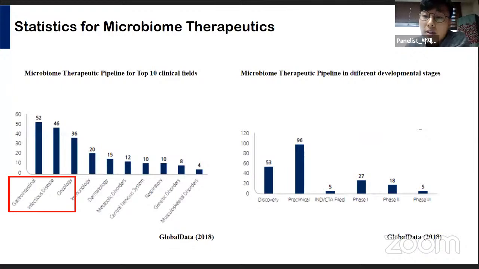And if you see the next chart, which is classified into the developmental stages of the therapeutic pipelines, most of the pipelines are still in preclinical stages, but about 50 cases are in phase 1 to phase 3. So probably within 5 to 10 years, microbiome therapeutic products are not a fairy tale anymore.